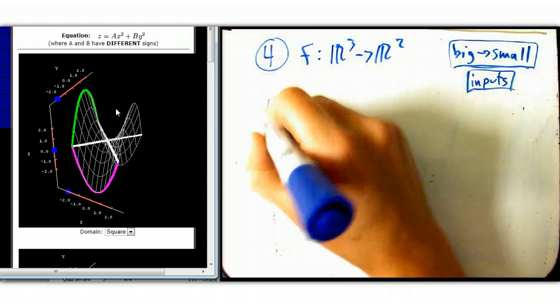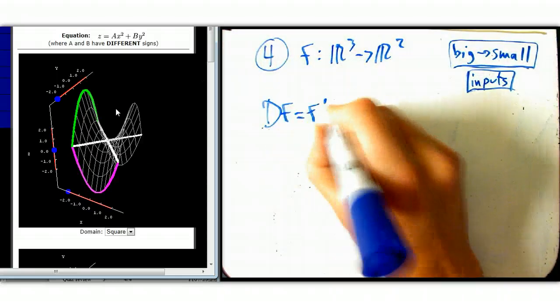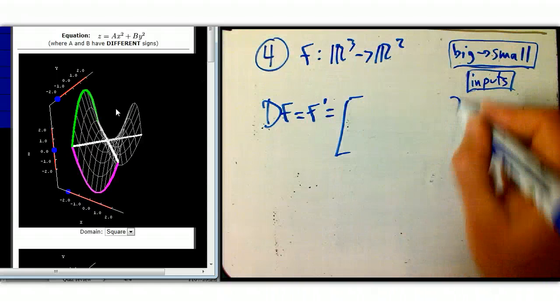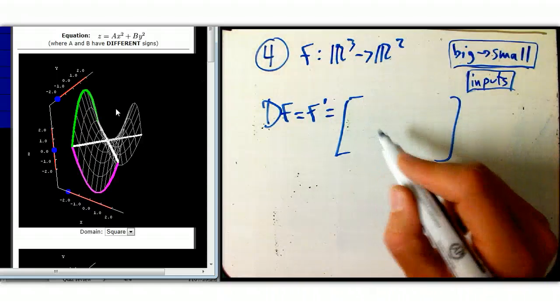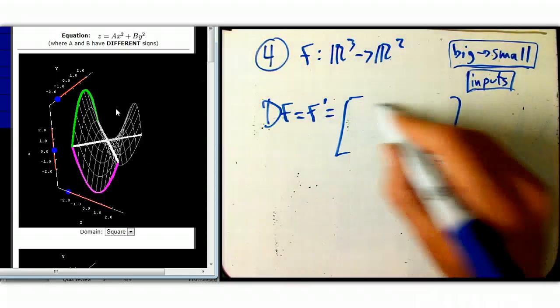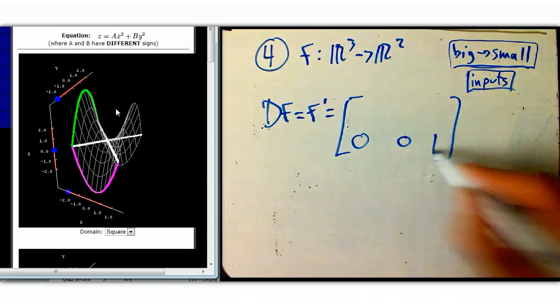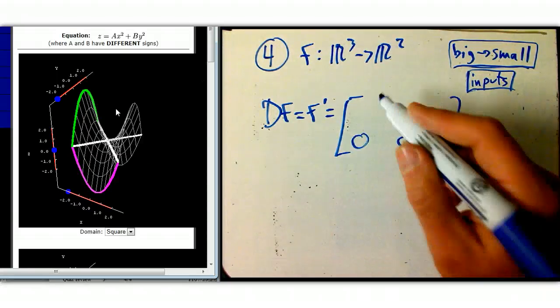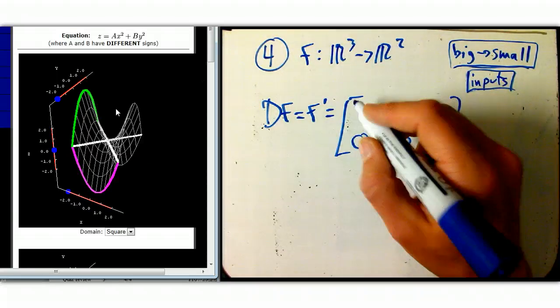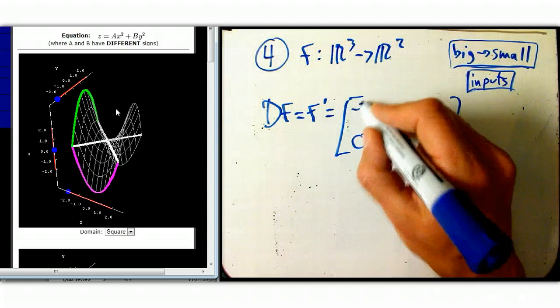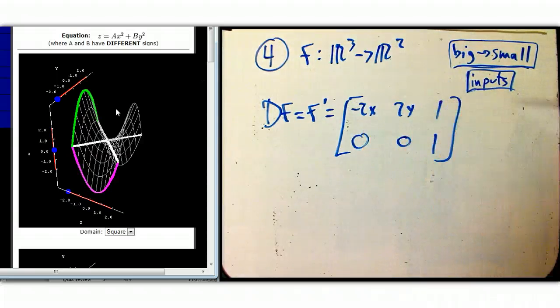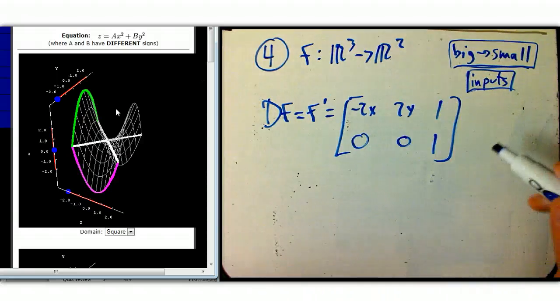So we look at, you could call it big DF or F prime or whatever. It's got 2 outputs and 3 inputs. It's all the derivatives of that F1 function up here and the F2 function down here. Well, F2 was z, so its derivatives are 0, 0, 1. F1 was z minus x squared plus y squared, so it's minus 2x plus 2y, 1. Okay, so let's see. This is a 2 by 3 matrix.